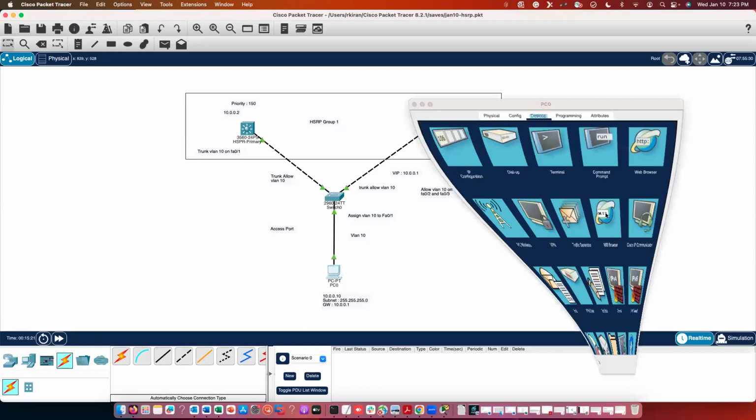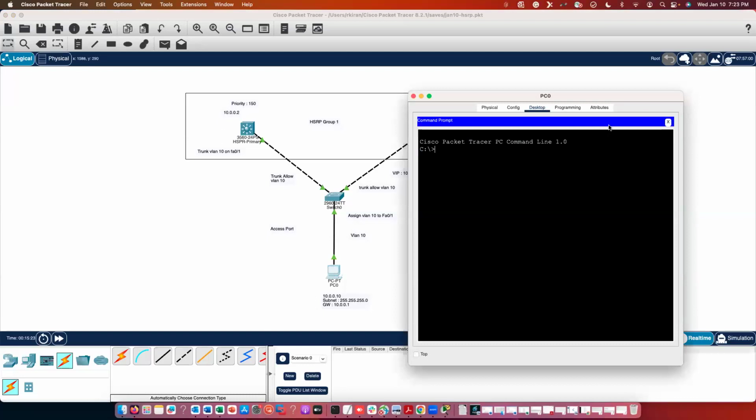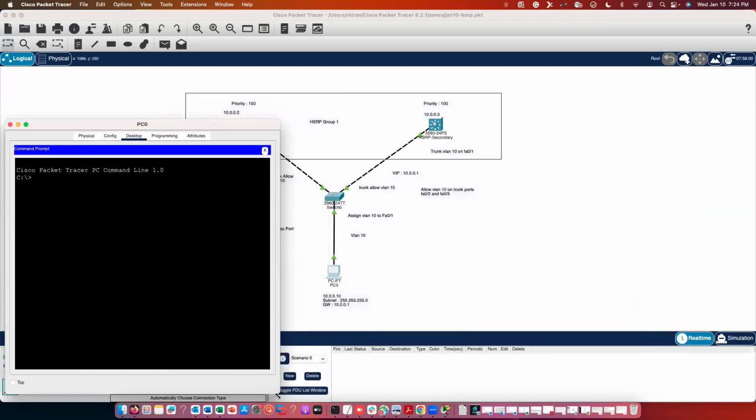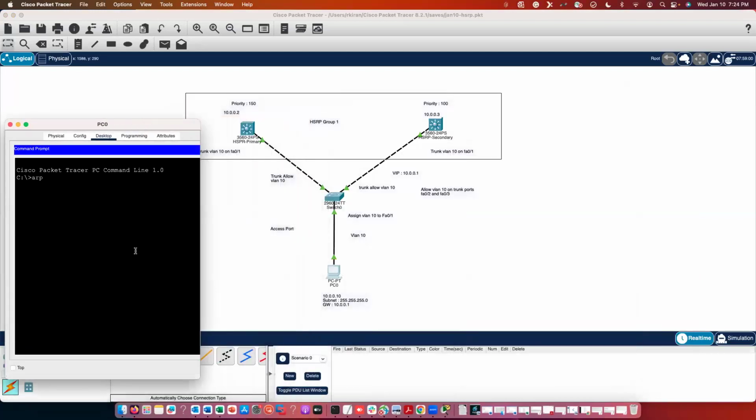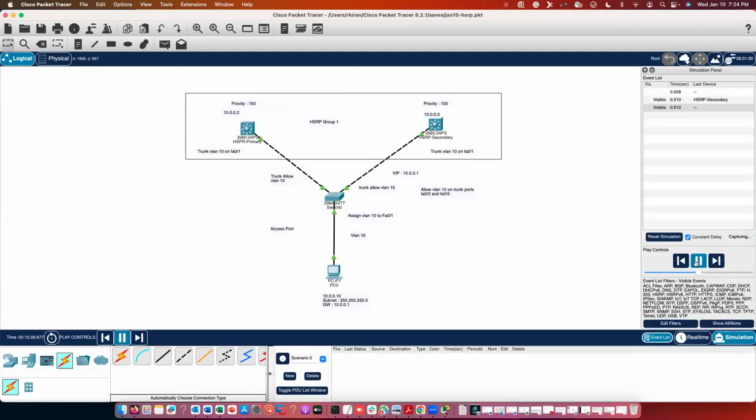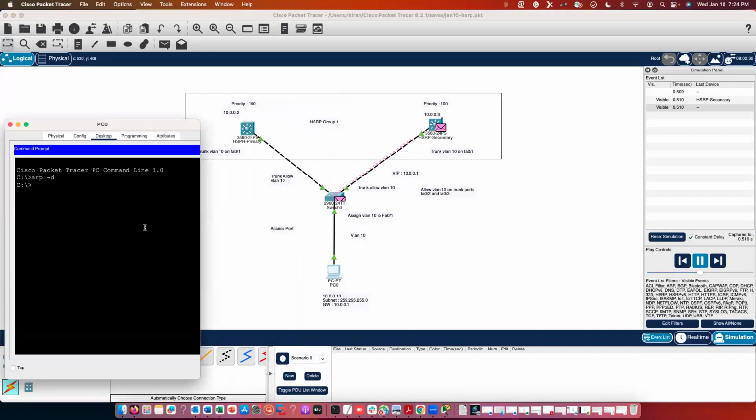So I'm going to go to PC0. Before I start this one, let me delete the ARP. I'm going to go to simulation, start the simulation, go here, and ping 10.0.0.1.